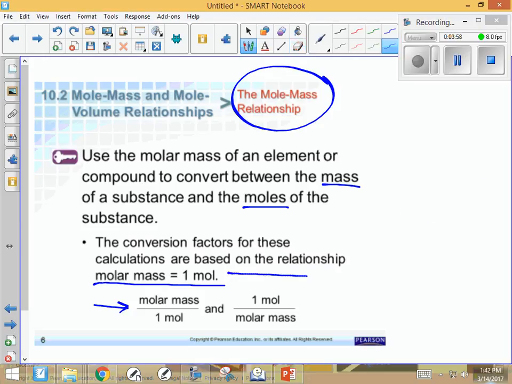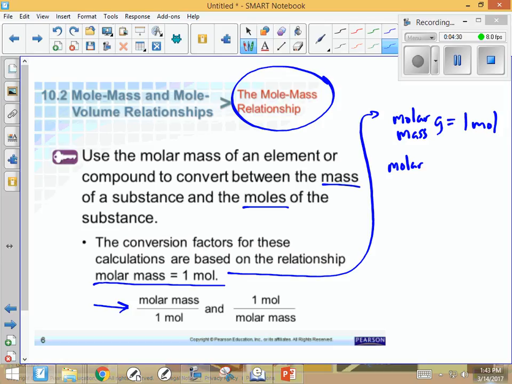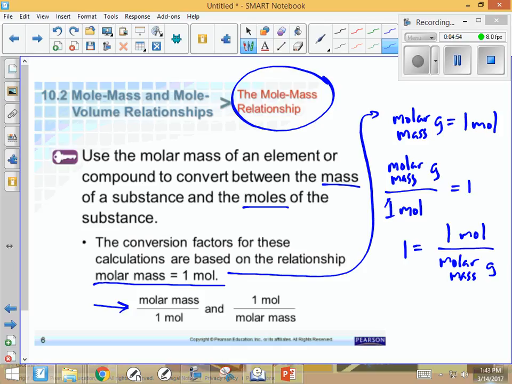Based on this relationship right here between moles and molar mass, you can do the following. If your molar mass in grams equals 1 mole of that substance, then you can divide both sides by 1 mole, or you can divide both sides by grams of the molar mass. And you get the following 2 conversion factors. Here we go. You can get molar mass in grams over 1 mole. That equals 1. Or you can get 1 mole over the molar mass in grams. Okay, those are your 2 conversion factors.